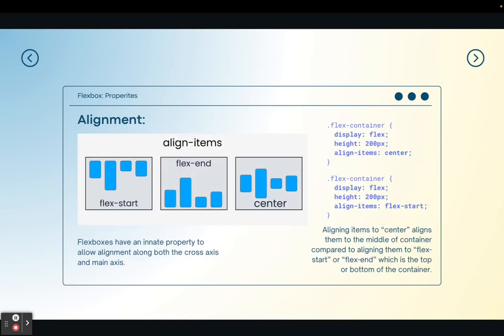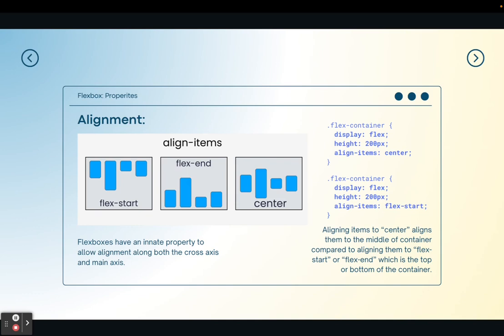Alignment. One of the functions that we are given is the alignment option. Since a flex container is a normal box, you can also set its height. As it says, flex boxes have the innate property to follow alignment along both the cross axis and the main axis. Aligning items to the center aligns them to the middle of the container, compared to aligning them with flex start or flex end, which is the top or bottom of the container.